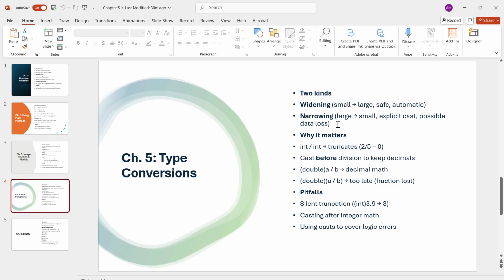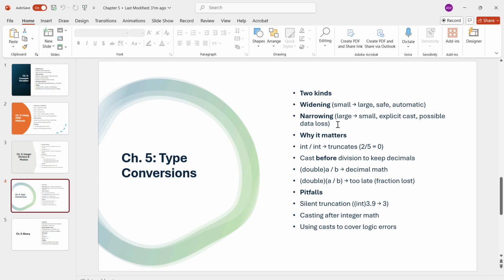And narrowing is when you go from a larger type to a smaller type, like double to int. Java does not do this automatically because you can lose information. You must explicitly cast it and accept the risk. For example, int in brackets 5.9 becomes 5. The decimal is discarded. So why do we care? Because conversions change results, especially in divisions. If you divide two ints, you get an int. It truncates. If you want a decimal result, you have to promote the math to use a decimal.